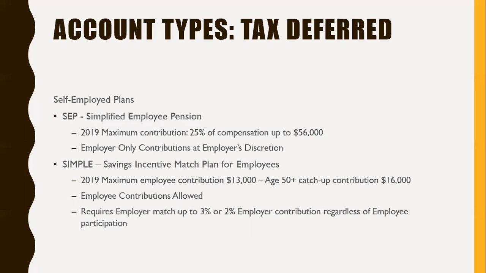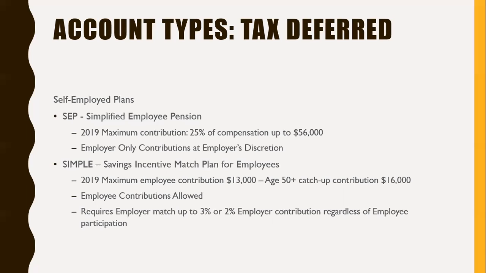So some of the key features of these two, they're both IRA type plans. However, with the SEP, the 2019 maximum contribution limit is 25% of your compensation up to $56,000. Also, in a SEP, only the employer makes contributions into the account, and it's at the employer's discretion whether they want to make a contribution or not.